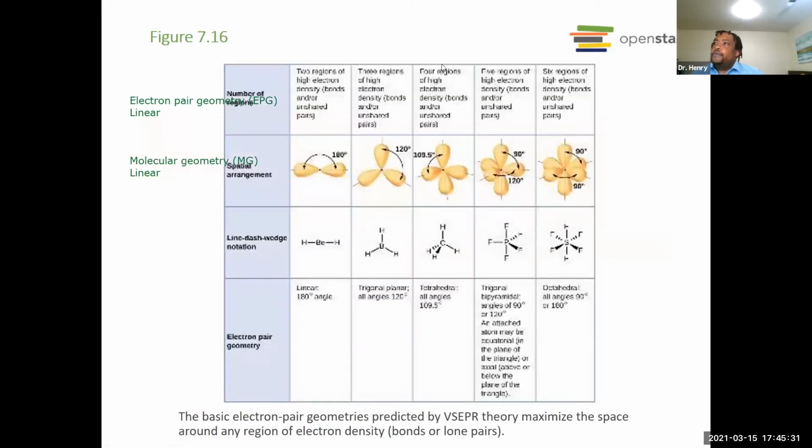Okay, so here we've talked about the linear case where we have that center atom and we have two things attached to both sides that are going to be equal. Example, beryllium dihydride. And in this case, it forms a linear structure. The angle is 180.